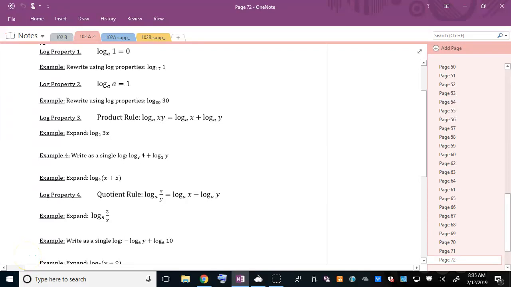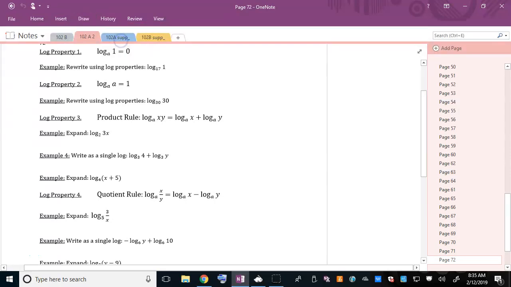Go to logarithm properties. Now, logarithms have different properties than other functions. These are because they are derived from exponent properties. So we need to be very careful when dealing with logs because these properties that we're going to go through are the only things that we are allowed to do to logs.